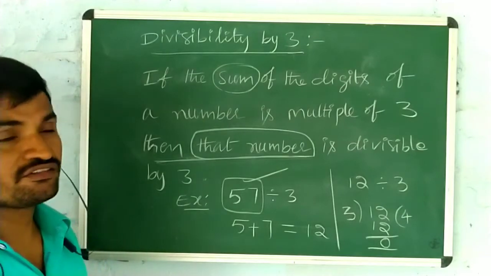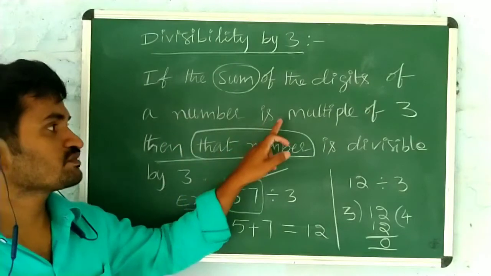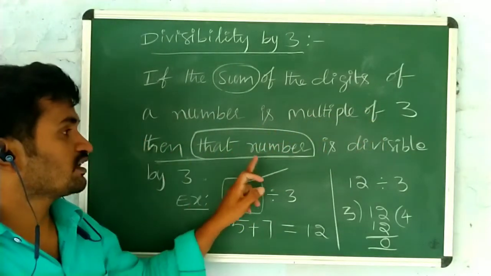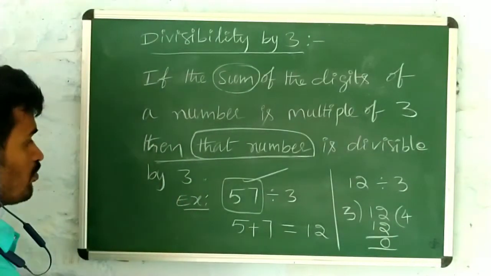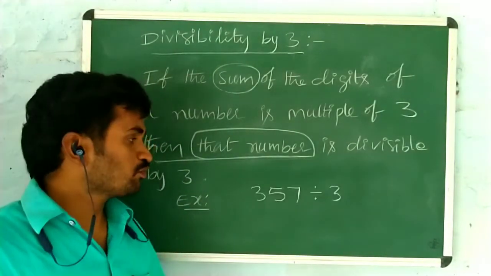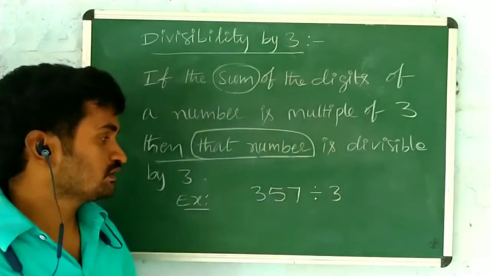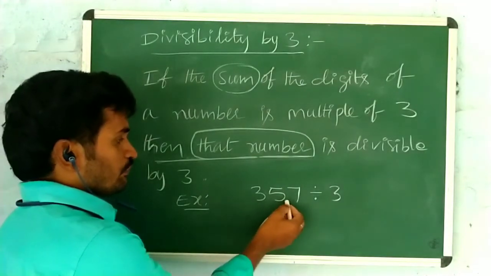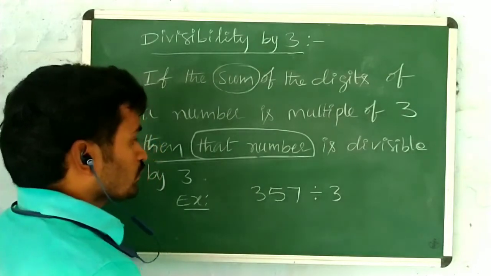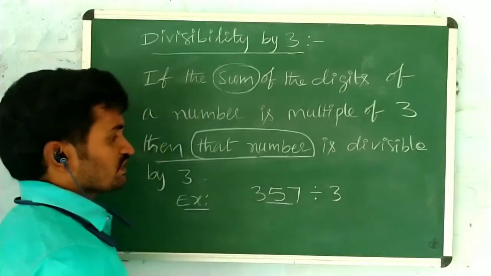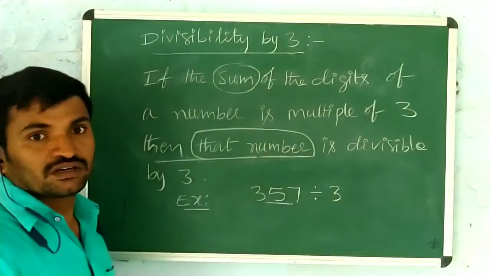Okay, once again I will explain. If the sum of the digits of a number is a multiple of 3, then that number is divisible by 3. Let us take one more example to check divisibility by 3. Let us take 357. 357 divided by 3. To check whether this number is divisible by 3 or not, we have to apply this rule.